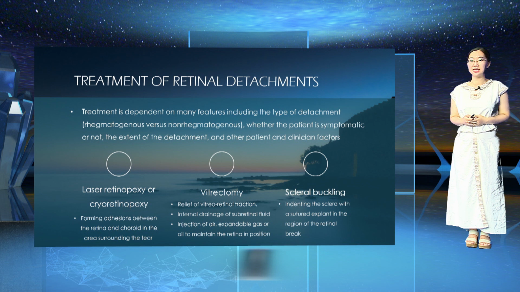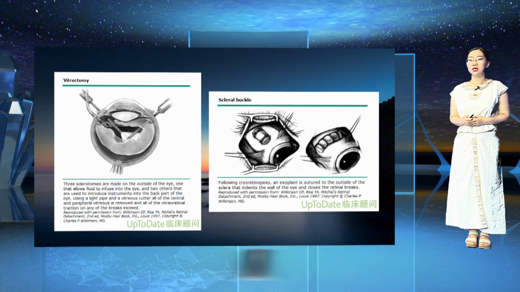Options include scleral buckle placement and/or vitrectomy. Vitrectomy allows relief of vitreoretinal traction, internal drainage of subretinal fluid, and injection of air, expandable gas, or oil to maintain the retina in position. Scleral buckling maintains the retina in position, while the chorioretinal adhesion forms, by indenting the sclera with a buckle placed in the region of the retinal break.